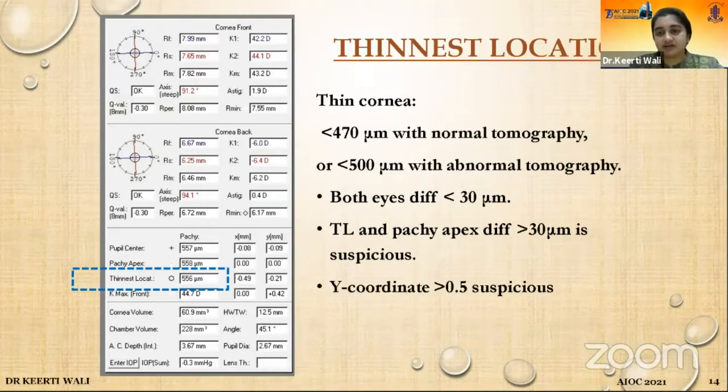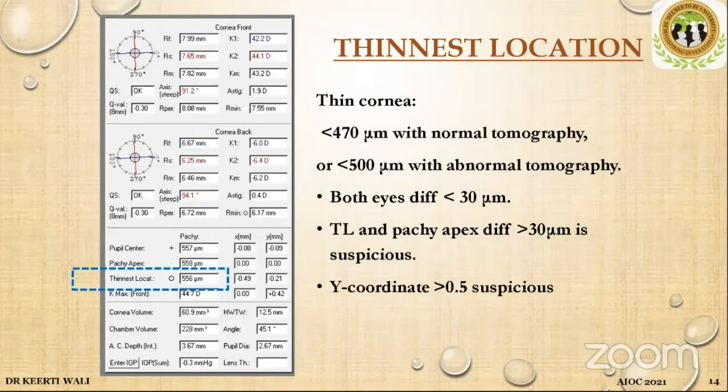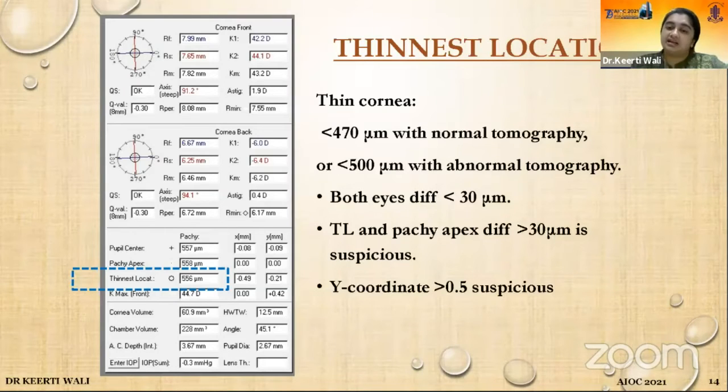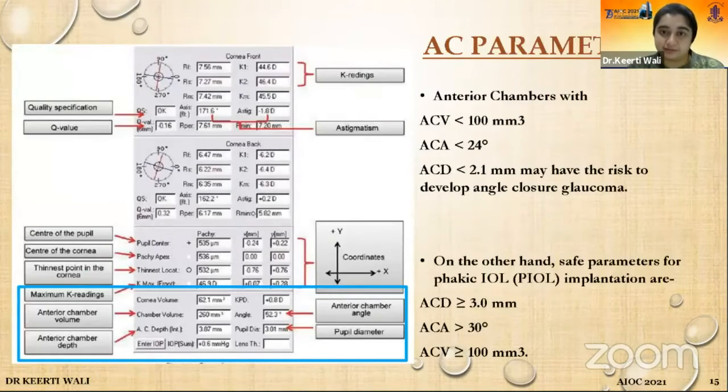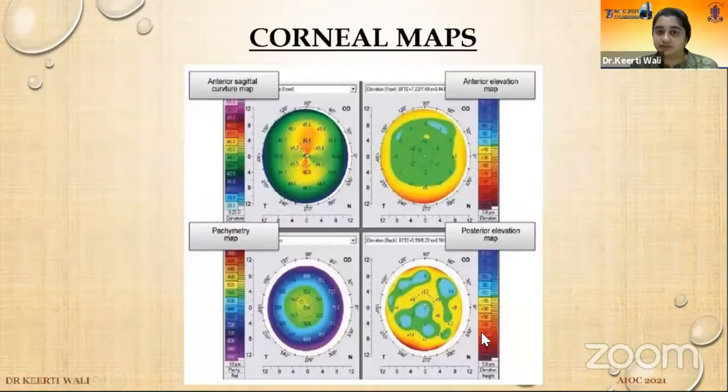And if it is less than 500 microns with abnormal topography, then also it's a high risk case. If the both-eye difference is more than 30 microns, it's suspicious of ectatic disease. And if the difference between the pachy apex and the thinnest location is more than 30 microns, that is also suspicious. And we have to see the Y coordinate of the thinnest location. Here it is minus 0.21. If it is more than 0.5, it is suspicious, and if it is more than 1, it is definitely a high risk character. The last section here shows the AC parameters, which is important for planning the phakic IOLs.